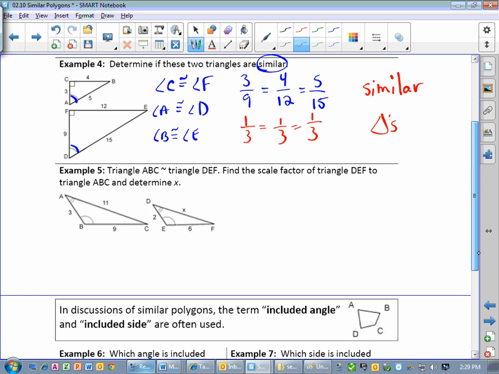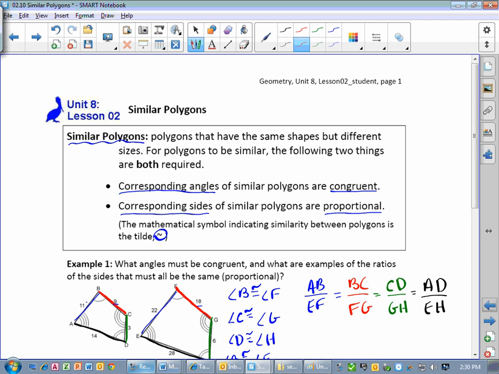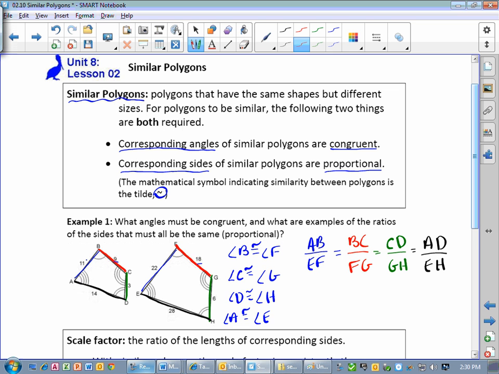Triangle ABC, squiggly triangle DEF. What does the squiggly here mean? It's similar. Right here, a mathematical symbol indicating similarity between polygons is the tilde. So they're similar.